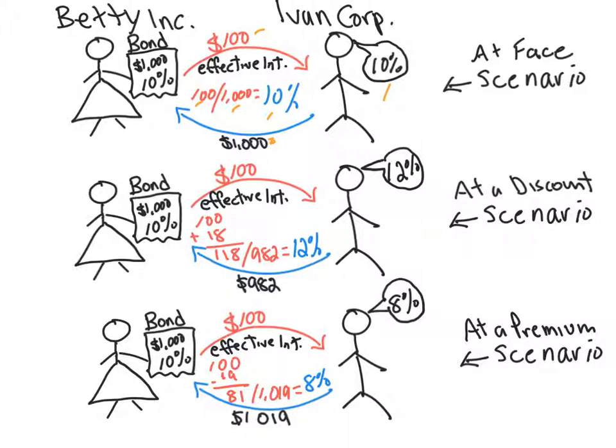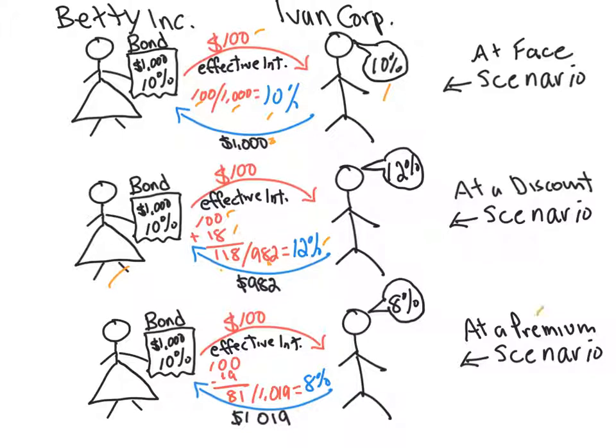And then let's move on to the discount. In that case, the $100 is the same as we said before, and there's a discount of $18. And so to the issuer, to Betty, that 18 represents additional interest expense she has to incur because of discounting. And in terms of Ivan, he gets the $100 plus he gets an additional 18 through the discount. So when you divide 118 by the total of 982 investment, that's how you come up with the 12%. So 10% comes through the interest payments, and 2% comes through the discount.